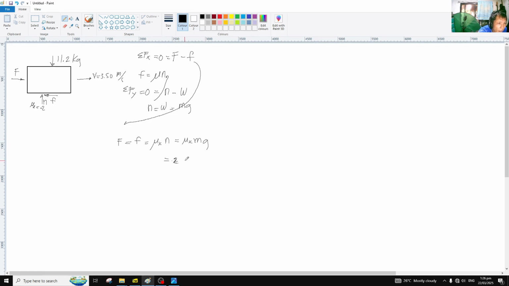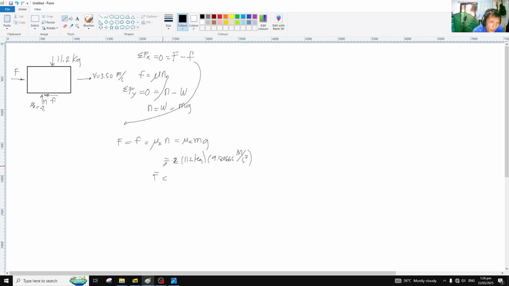0.2, and then your m is 11.2 kilograms, and then your acceleration due to gravity is 9.80665 meters per second squared. So that will give you your constant force F that you should apply to have that constant velocity. Not acceleration, but equilibrium, which is constant velocity. The first law says that a body at rest will always be at rest, and a body in motion will stay in that constant motion. And this is it, in constant motion, because of that your F.